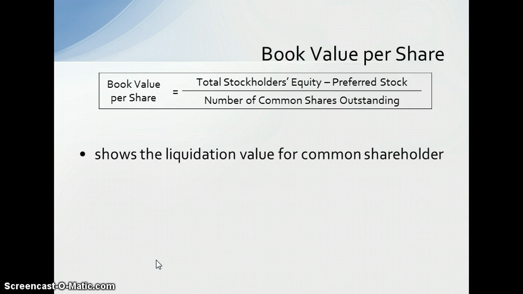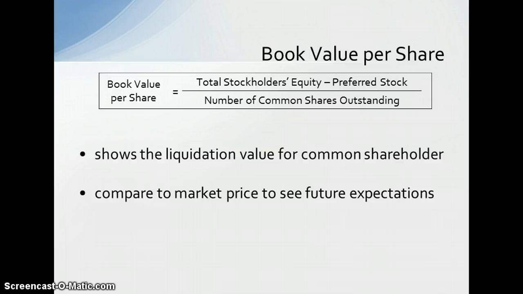So this shows the liquidation value for a common shareholder. What is this worth if we liquidate the company? If we compare that to the market price, we can see some future expectations. The market price per share should be higher than the book value per share. We would expect that because the company is really worth more than its book value.